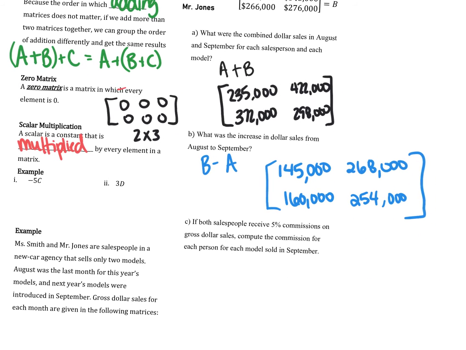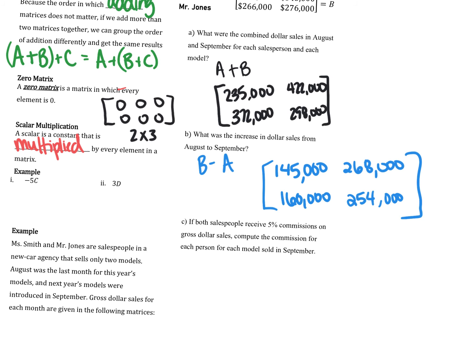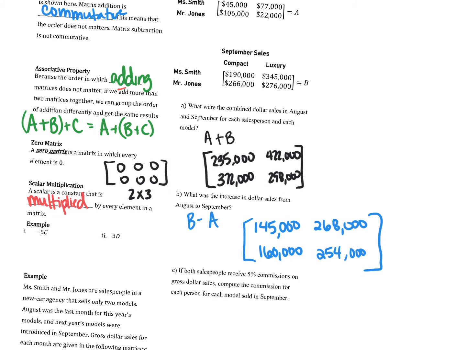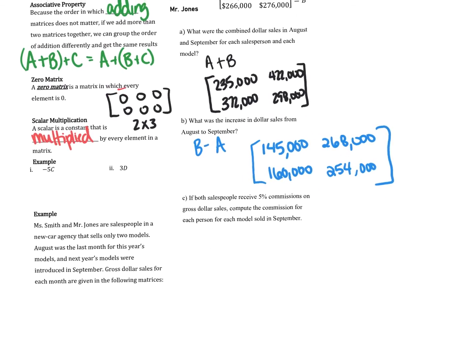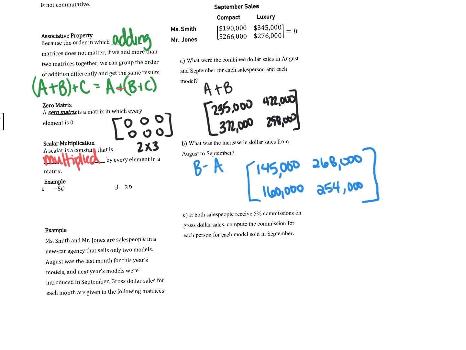Last one says, find the commissions if both salespeople receive 5% commission on gross dollar sales. Gross dollar sales means their combined sales, from this matrix right here, which you calculated right here, right? So they each receive 5% commission. Compute the commission for each person for each model sold in September. So what I'm asking you to do, let's call this new matrix that we created matrix C, by the way. So I want to do 0.05 times C. 0.05 stands for what? The 5% they get. And it's just a scalar.